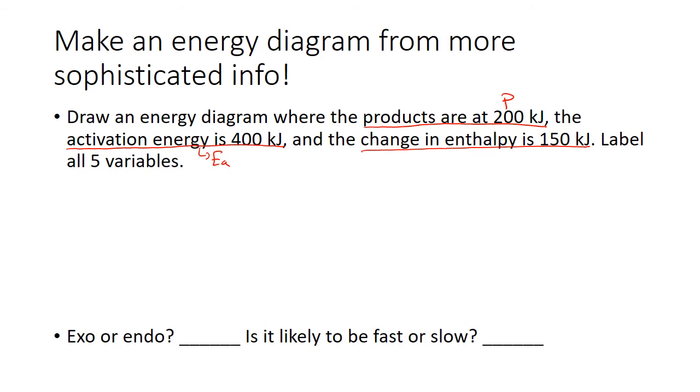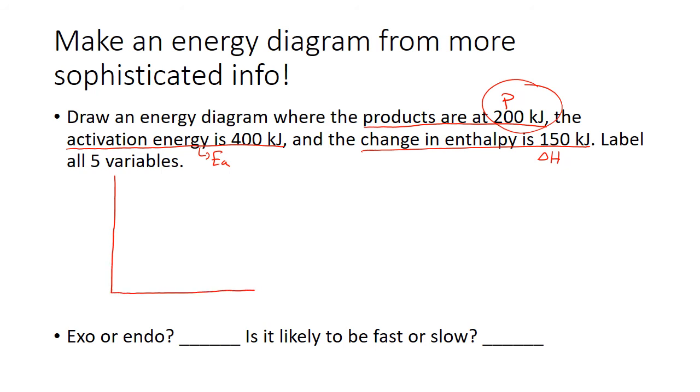That's important. Activation energy and activated complex sound similar, and some people read this and just put the peak of the hill at 400. That's not what it says. You have to do what the problem says. Right? Change in enthalpy, that's our delta H value. So you can see we've only been given one of the actual points on this graph.